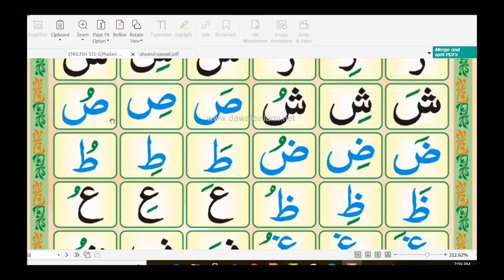Now Sad is a heavy letter. When we pronounce it, the sound should be heavy, like Sa, Sa. The mouth should be opened upwards and it makes a heavy sound. Sa, Si, Su. And the next line also has all heavy letters. In the next line, Dad and Ta. So we do these examples.